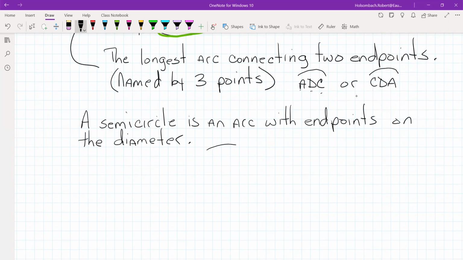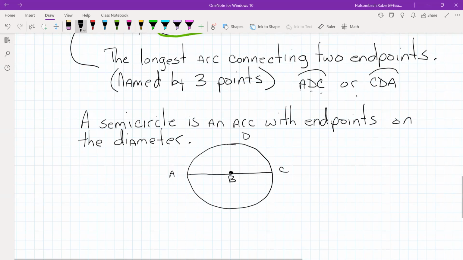So right here we've got a circle, center, it's got a chord. The chord happens to go through the center, so we've got a diameter. So here's our semicircle. Starts at A, goes through D, ends up at C.